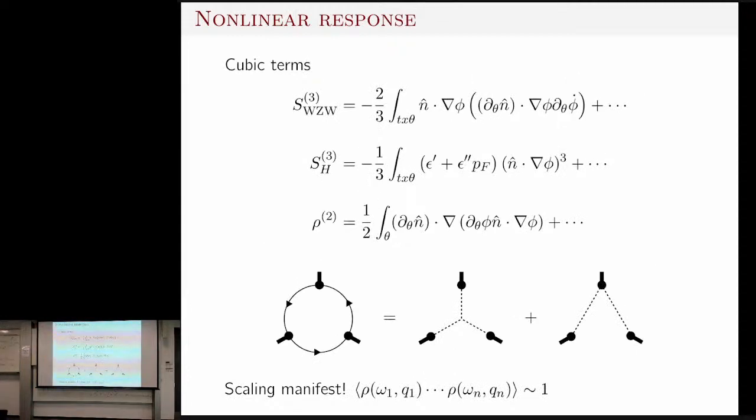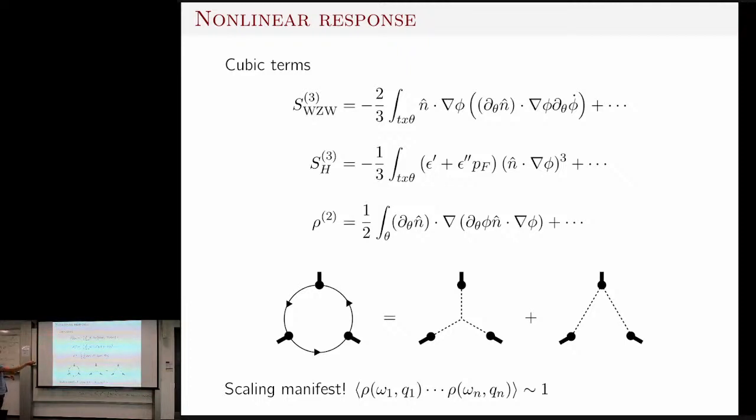So let me show you the next terms in this expansion. There are nonlinear terms, cubic terms. Some are really universal and just come from this Wess-Zumino-Witten term and involve no new Wilsonian coefficient that I didn't already tell you about. In particular, they're quite interesting because they're coupling different angles, different patches.